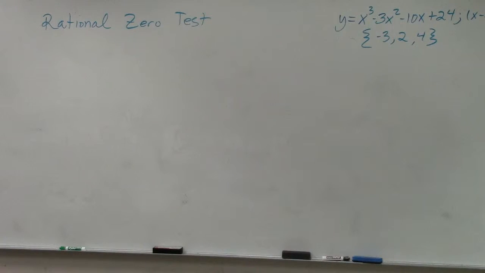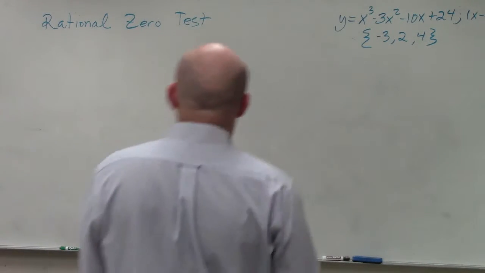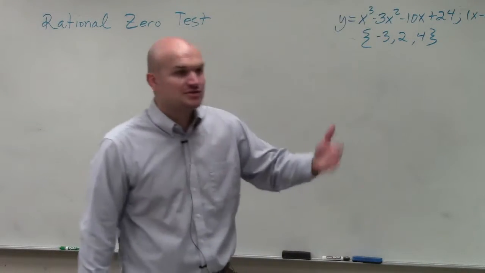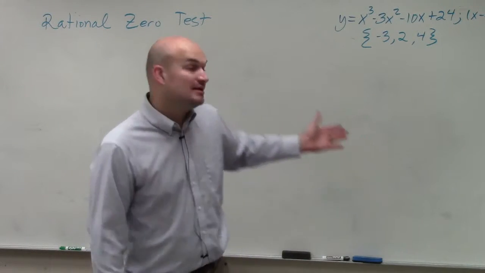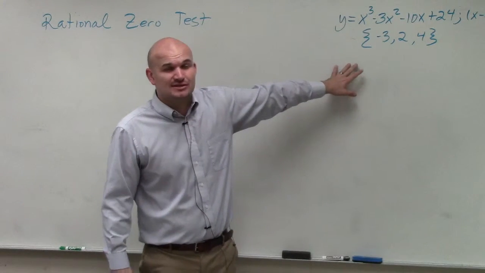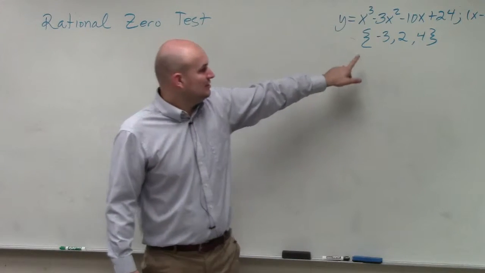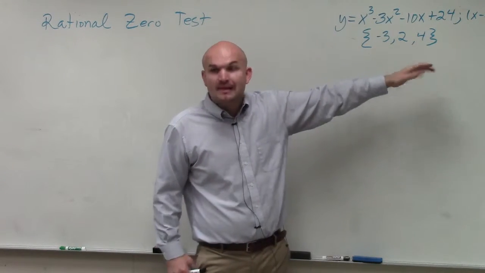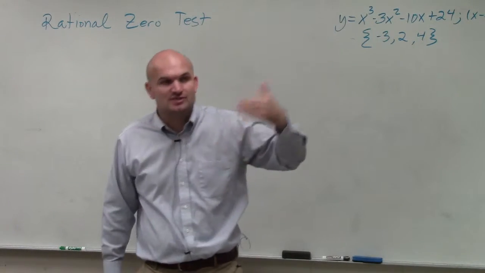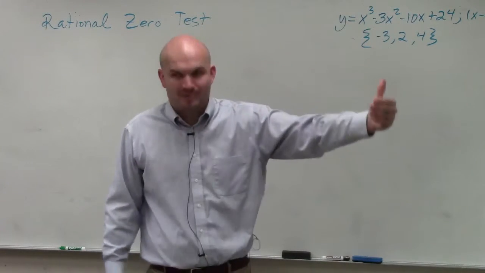The rational zero test just tells us what the list of possible rational zeros are. That's it. Now I know we already did this answer, so we already know what the rational zeros are. The rational zeros are -3, 2, and 4. However, the rational zero test tells us what's the list of all of the possible ones.